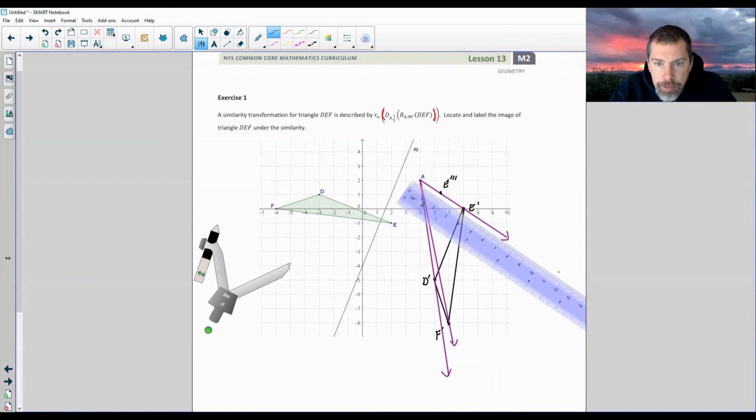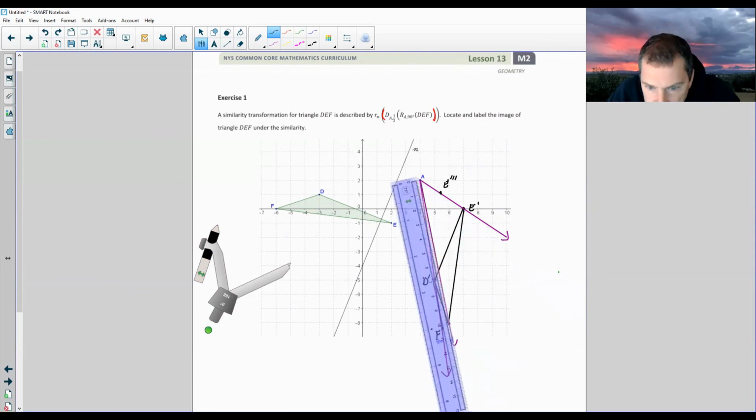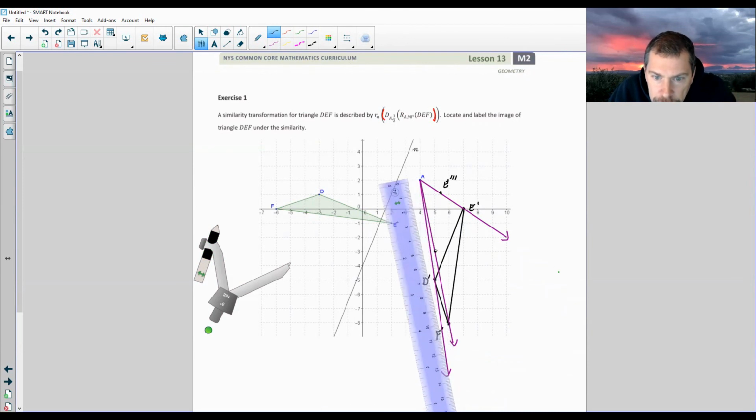All right, put this back at 0. Rotate to F. Measure the length of A, F prime, and it looks like it is 10. Halfway is 5, so that would be here. So that is going to be F double prime. And then put this back at A, rotate to D.